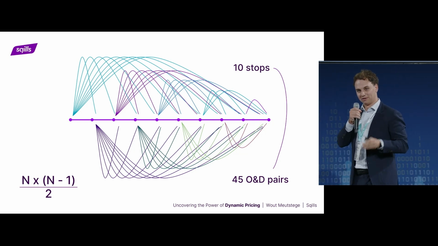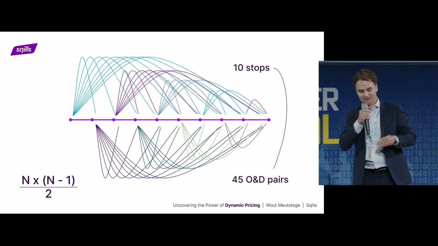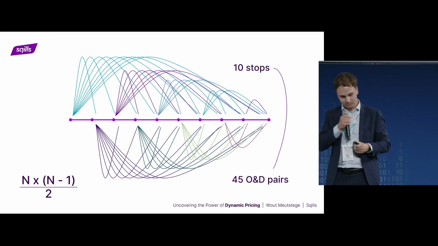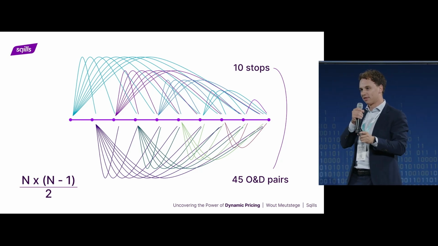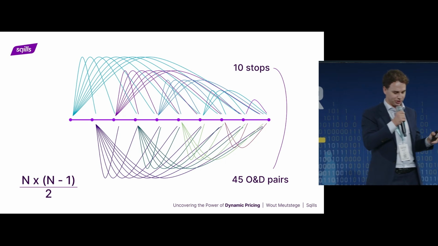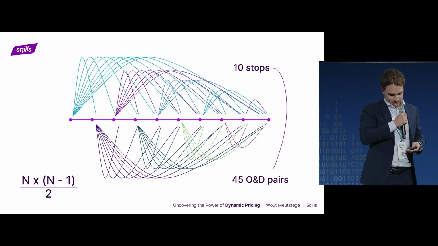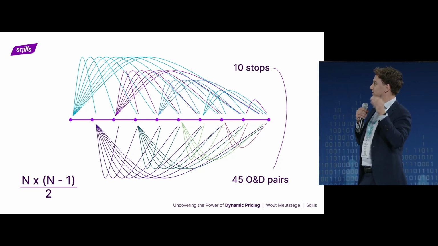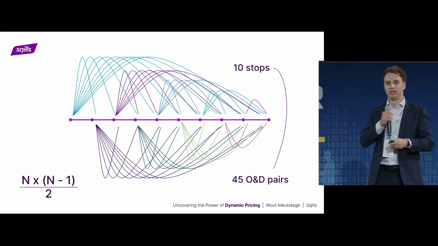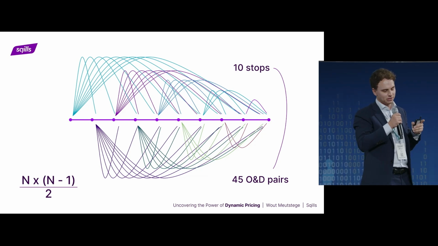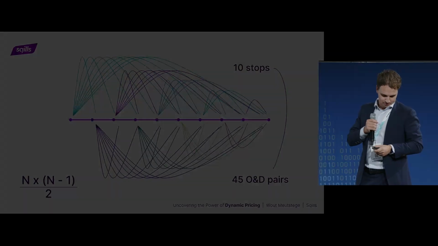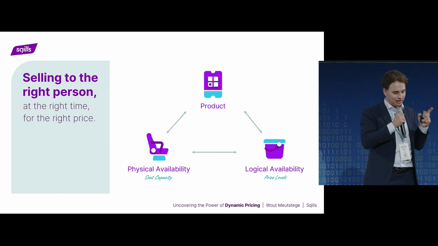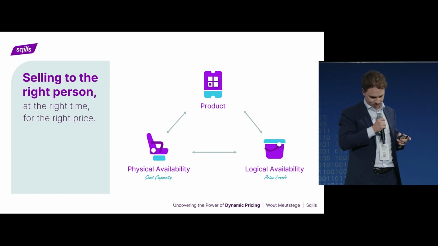Because if someone is seated on seat 1 from A to C, another person cannot sit on that same seat from B to the end of the journey. So we keep track of everything based on the combination of origin and destination. That may sound like a very simple, different view of perspective. Instead of doing it leg-based, we do it origin-destination-based. But we actually believe that this is super fundamental, because this allows you to sell to the right person at the right time for the right price.